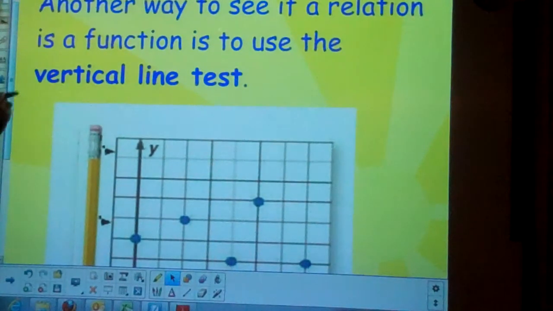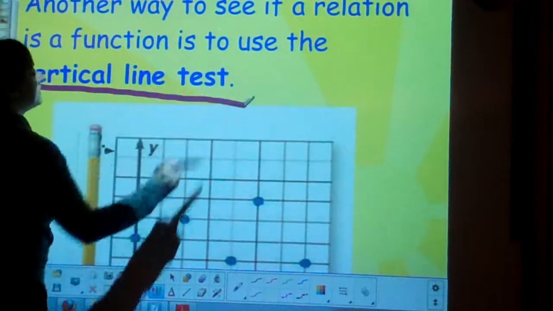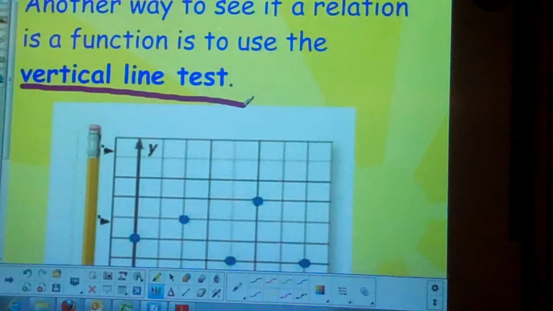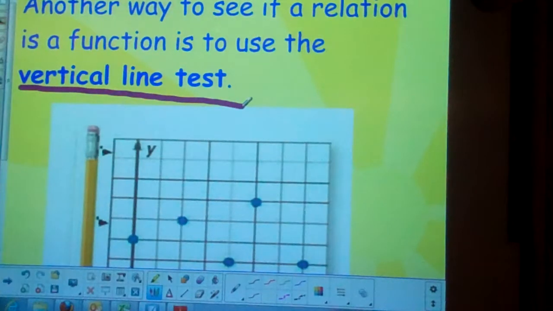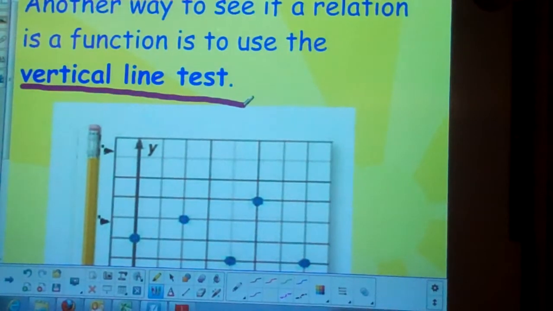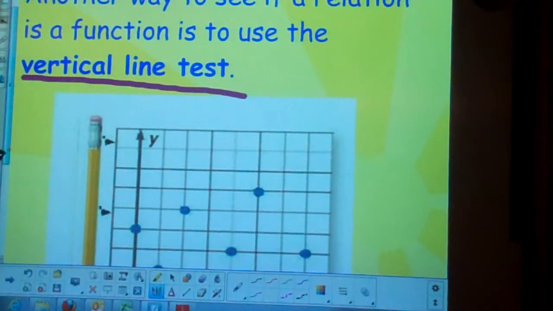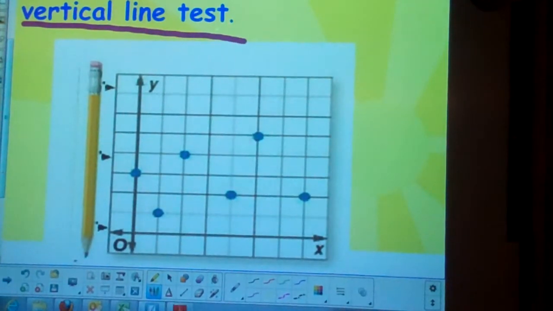And really, you could just write vertical line test. That's what this is. So if you use your pencil and do the vertical line test, there should only be 1 point on each of your vertical lines, which tells you that for each value of x, there'd only be 1 value of y.